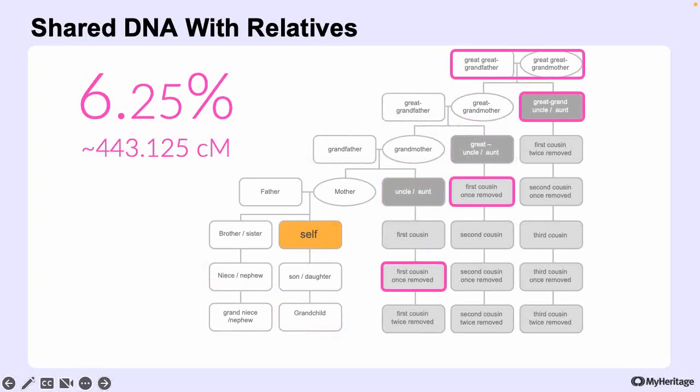6.25% means this person can be maybe our first cousin once removed, which is the cousin of our parent or the child of our first cousin. But 50% means that it can be either our child or one of our parents.